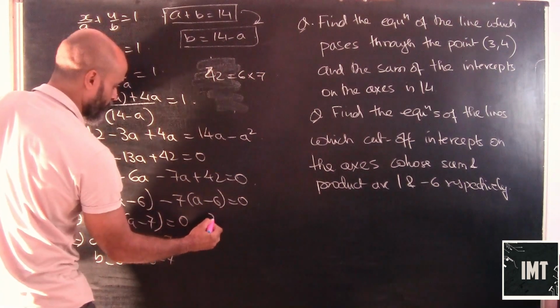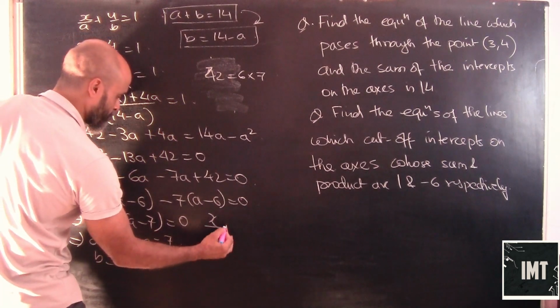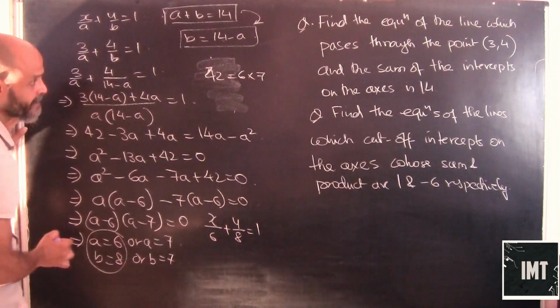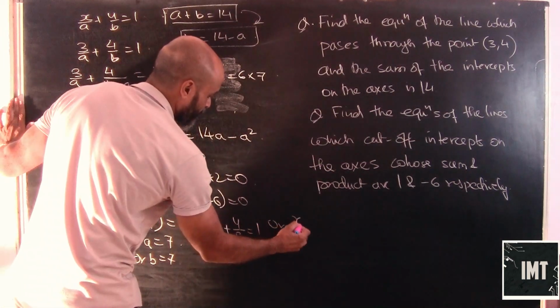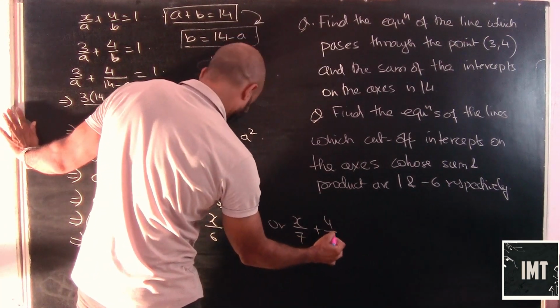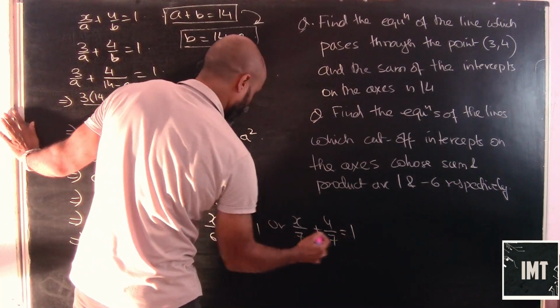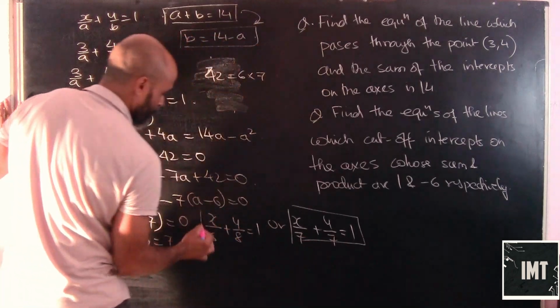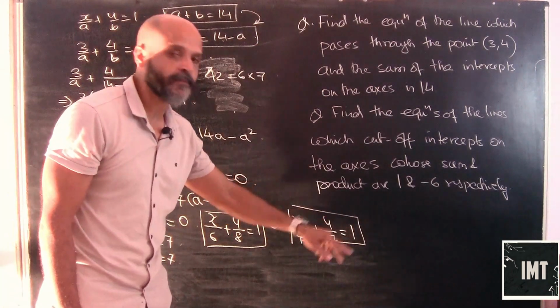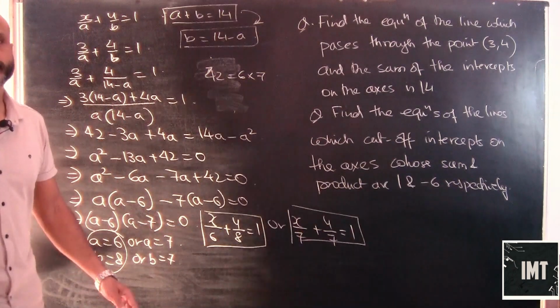So the equation of the line could be x by 6 plus y by 8 is equal to 1, or the equation of the line would be x by 7 plus y by 7 is equal to 1. So x by 6 plus y by 8 is equal to 1, or x by 7 plus y by 7 is equal to 1. That gives you both the answers here.